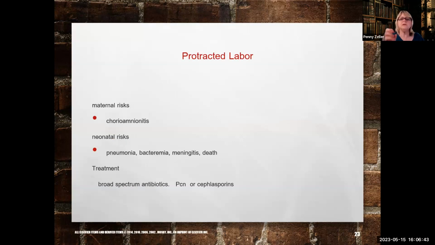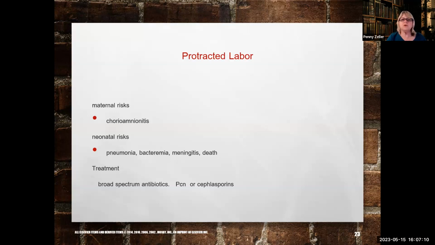Protracted labor, in other words, labor that goes on too long. It's occurring beyond those 20 hours. That's what we call protracted. It's just taken forever to get anywhere. There's risk associated with that, like infection. Number one, the baby could develop pneumonia, meningitis, demise.